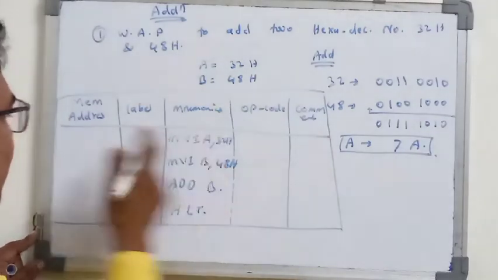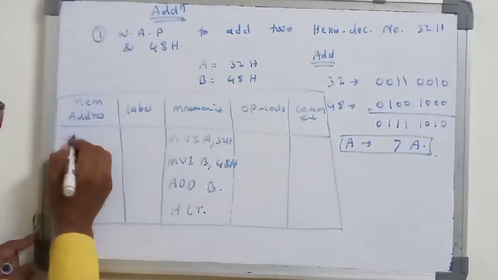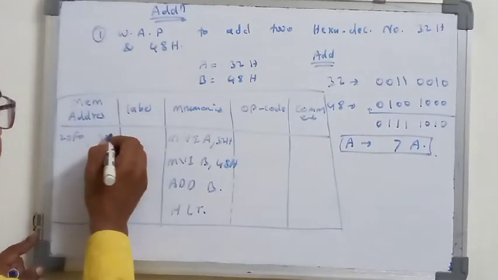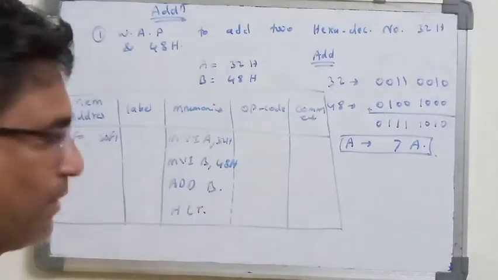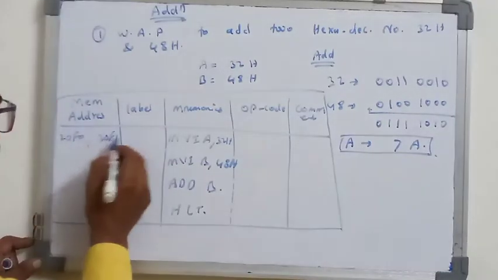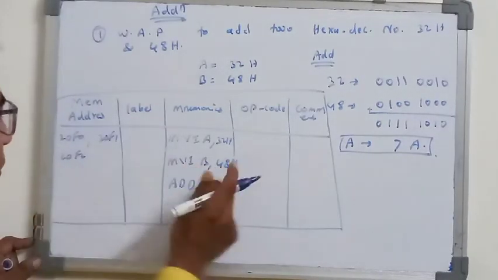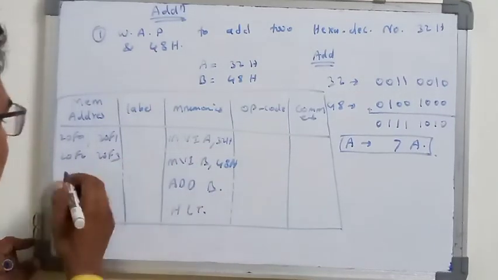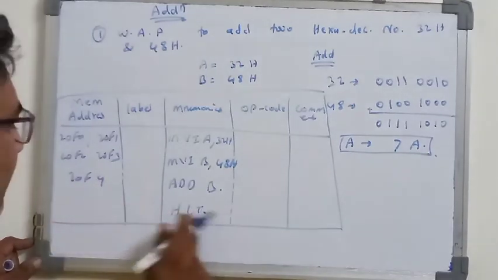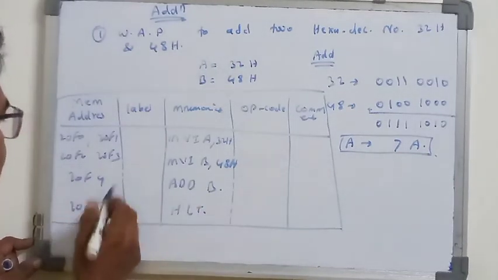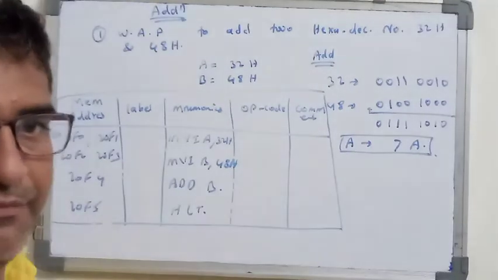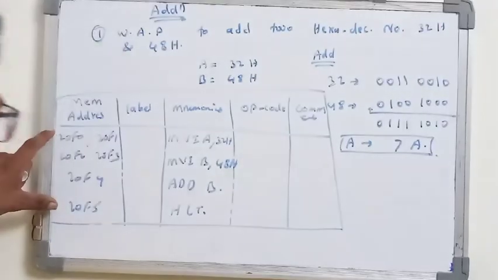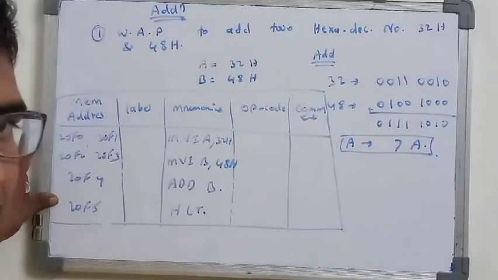Okay, MVI A requires the memory address 20F0, and for writing this 32, another memory address, that is 20F1, is required. Okay, then MVI B, again after this one 20F2, 48 is 20F3, then ADD B 20F4, and for the halt it is 20F5. So these are the memory addresses. When we write the program in the actual kit, you will be able to understand how these memory addresses have to be assigned.